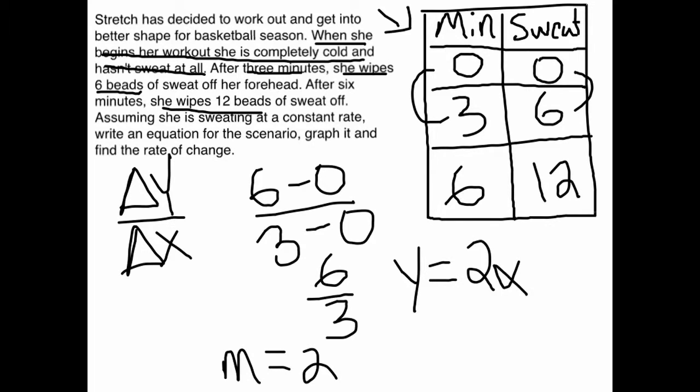So I have half of my equation already. Now I just need to figure out what my y-intercept is. My y-intercept is always where x is 0. The value of y is my y-intercept. So my starting point would be 0 in this case.